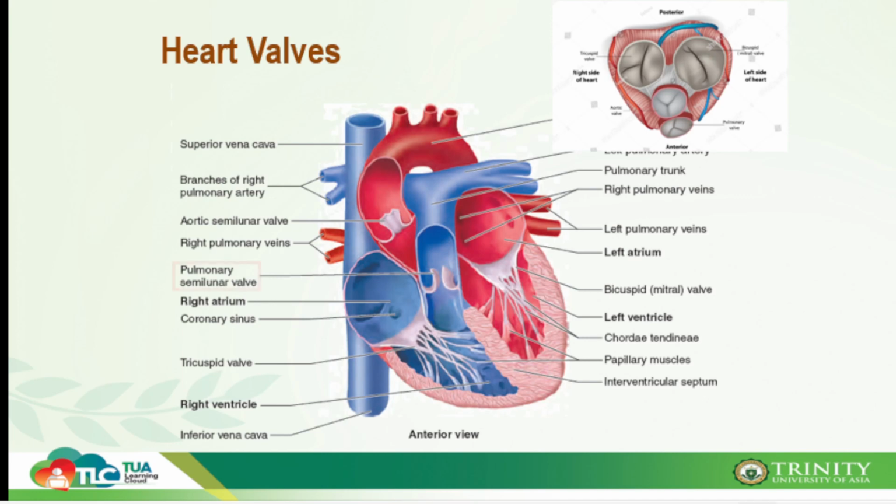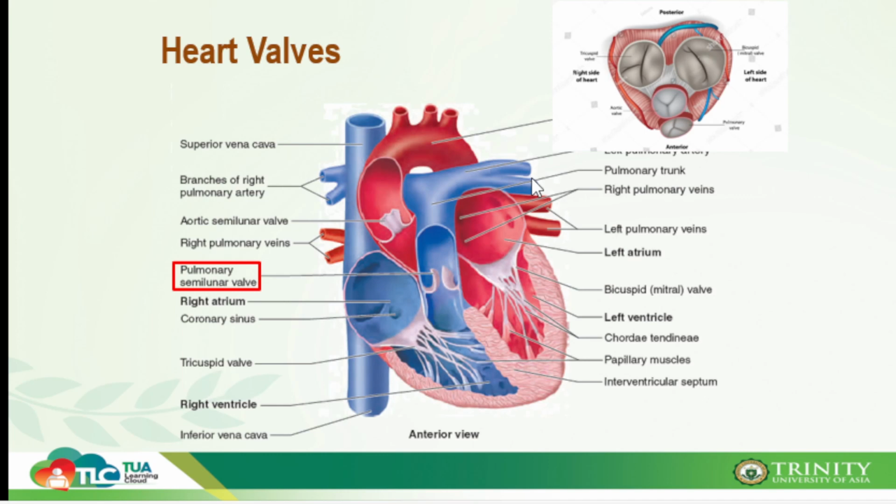So, the first type is the pulmonary semilunar valve. It's found in between the right ventricle and the pulmonary trunk. Here, the pulmonary trunk. So, once the right ventricle contracts, it will push blood upwards and it will force open the pulmonary semilunar valve to allow blood to travel to the pulmonary trunk and then to its branches, namely the right pulmonary artery and the left pulmonary artery, away from the heart, as in an artery.